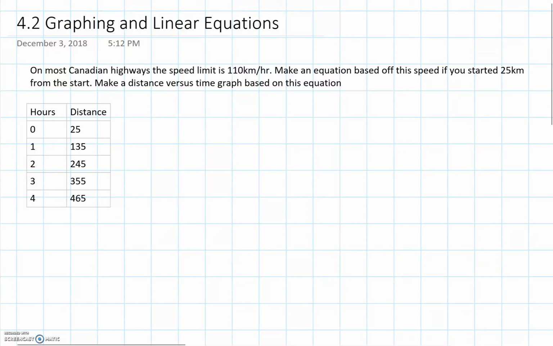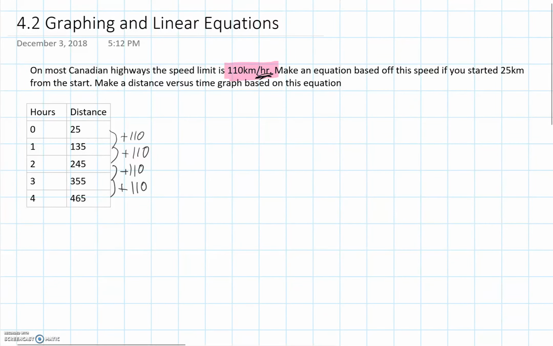So, first of all, I made myself a little table here. And every hour, I go 110 kilometers. So I start at 25 at 0 hours, and then I add 110 kilometers each time. So if you look here, this is plus 110. Here again, plus 110. Plus 110. From here to here, plus 110. And we could keep going, and you could drive across Canada with that. Okay?